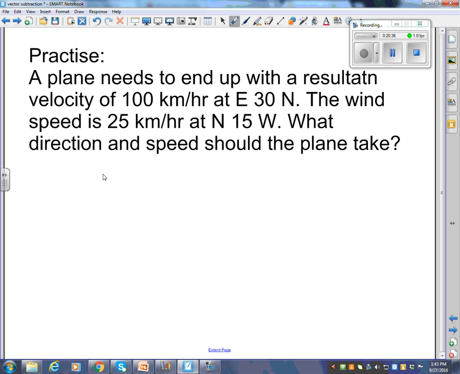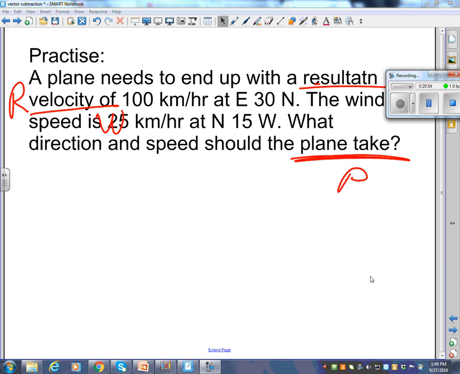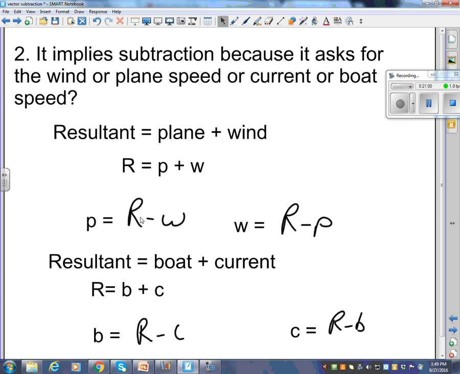What speed and direction should the plane take? We are solving for P. It needs to have a resultant velocity. That's your R right there. This is the wind. Hey, what are we solving for? P. What did I have you write down just moments ago? P is equal to R minus W. I showed you that. So what do you write down now?